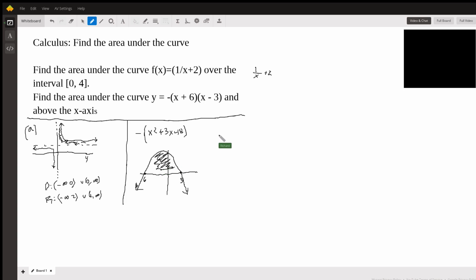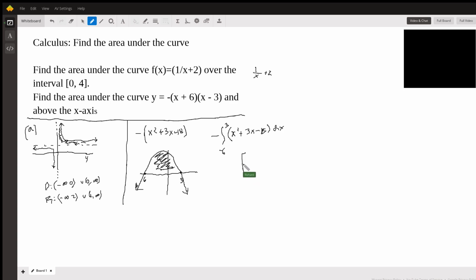So it would be the integral. I'm going to just continue with that negative out front, because I just don't like negative leading coefficients. And it's going to be from negative 6 to 3 of x squared plus 3x minus 18 dx. And this is a polynomial, so it's very easy to integrate.